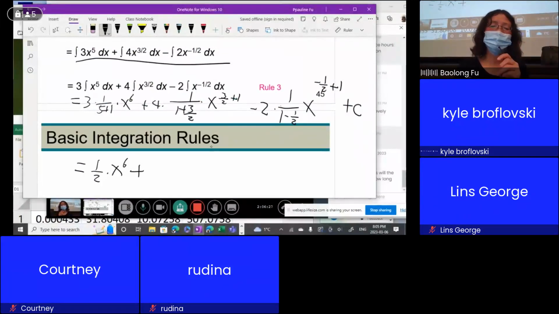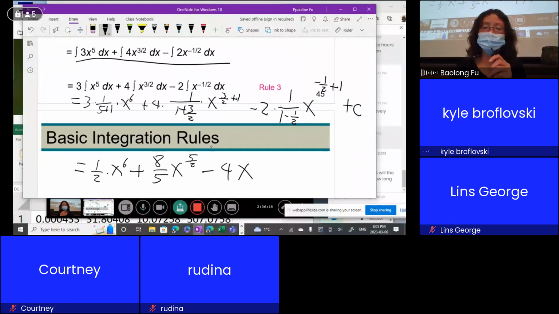And this one is 5/2 and 5/2, so 2 over 5, 2 times 4 is 8, x^(5/2). And the next one is negative 4x. Questions?